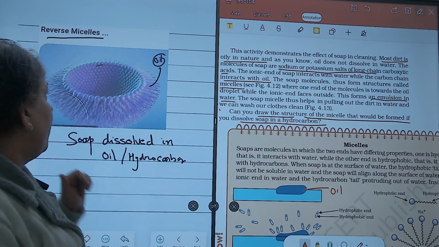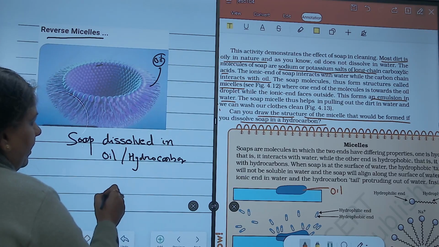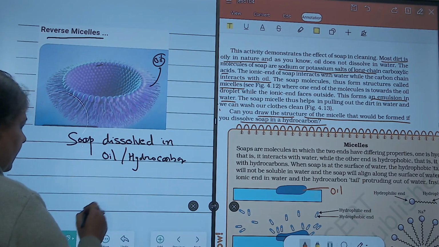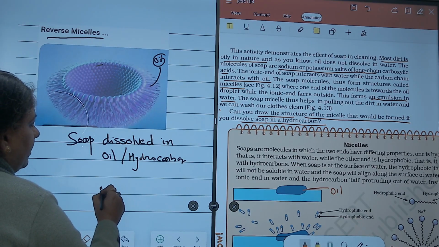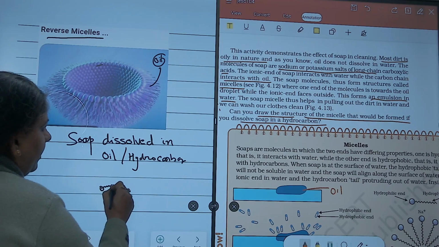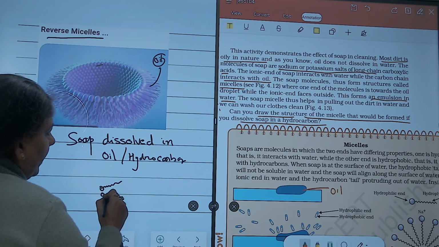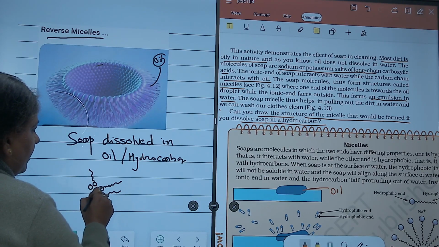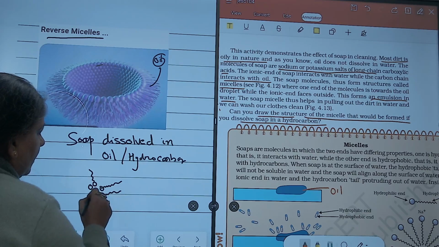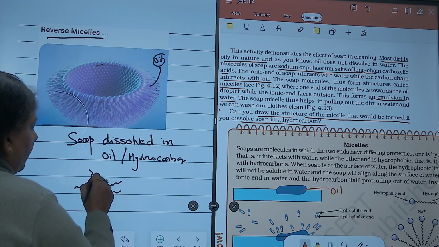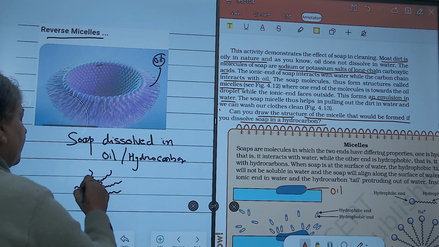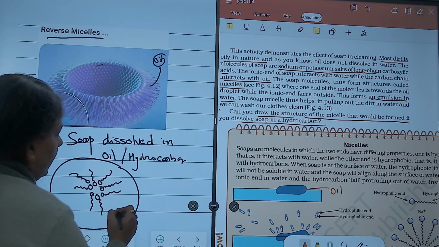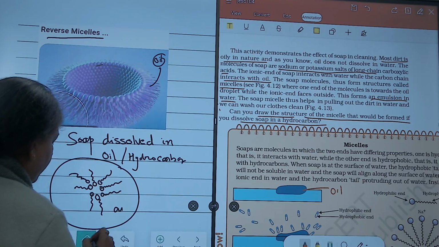So this is the structure of reverse micelle, or simply if you have to draw, you will draw in this manner. See, in this case the ionic end will be towards the center and the hydrocarbon chains will align towards the outside. So if this is the structure, you will call it reverse micelle. Here it is surrounded by oil.